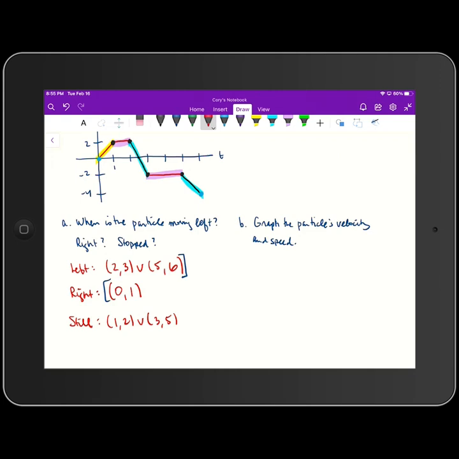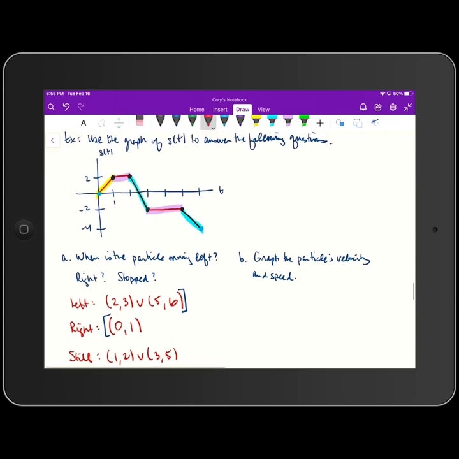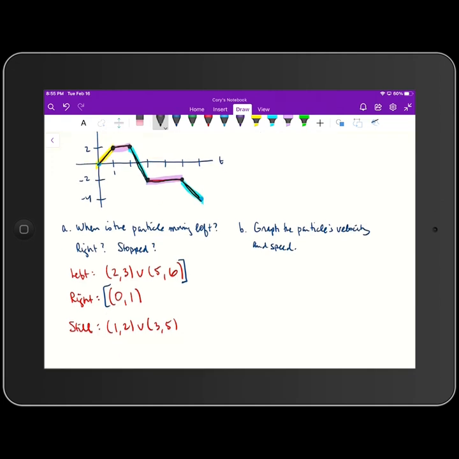Okay, so if we want to graph the particle's velocity, that's asking us to graph the derivative of the position function. So what we want to do is we want to calculate the slopes on each of the, I'm going to draw this in black here, on each of the 1, 2, 3, 4, 5 segments. Okay, so we want to calculate the slope on each of those 5 segments. Let me go ahead and draw this real quick.